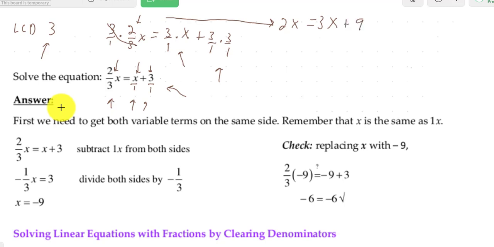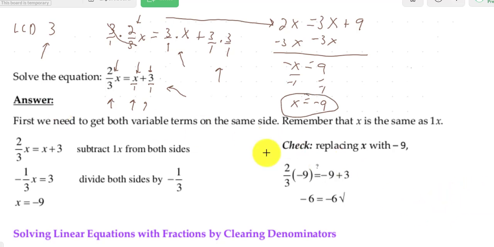And now, if I subtract 3x from both sides, I end up with negative x equals 9. And if I divide everything by negative 1, I'm left with x equals negative 9. Okay?